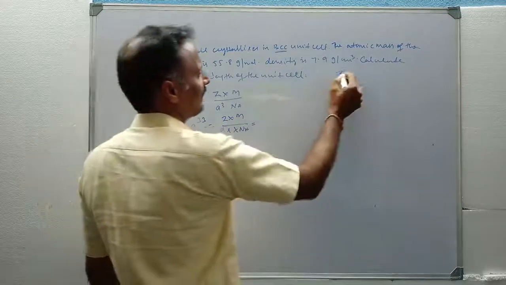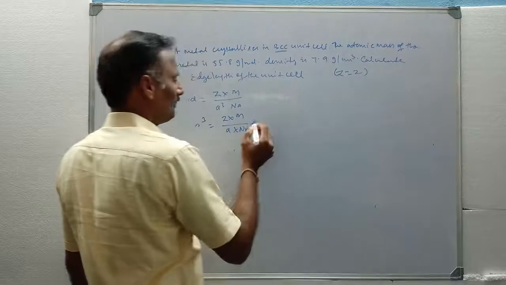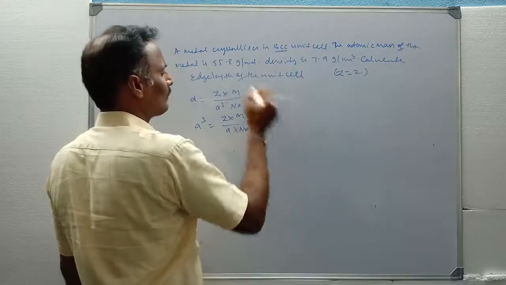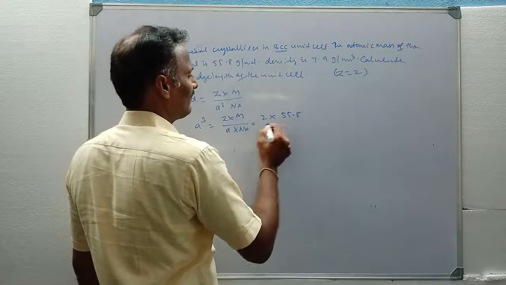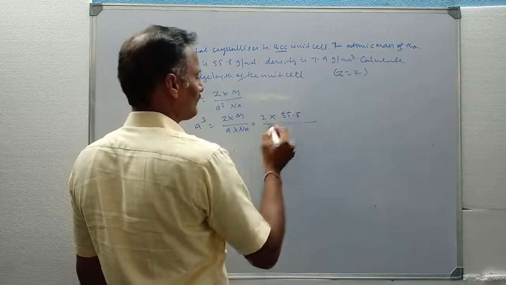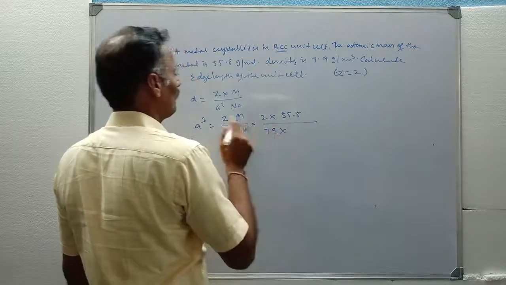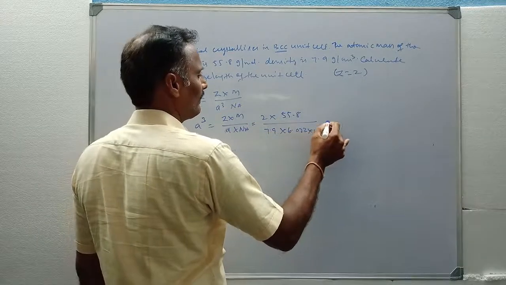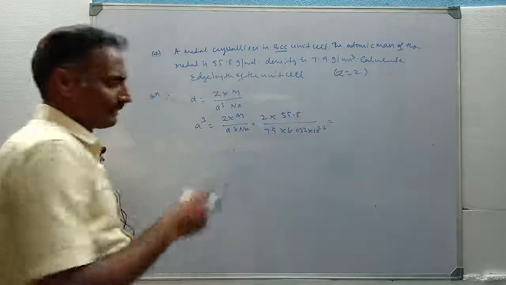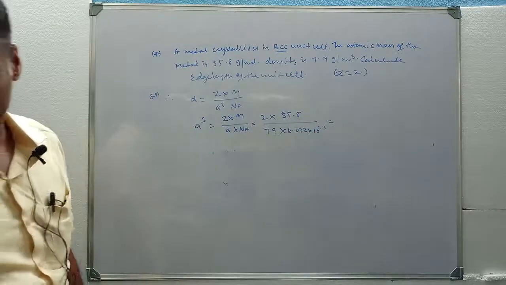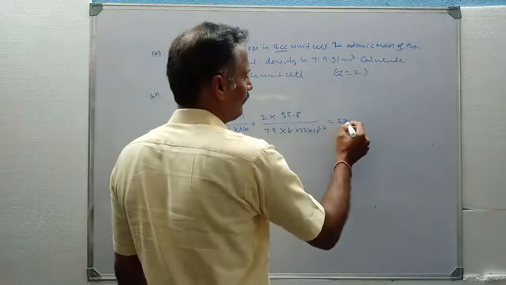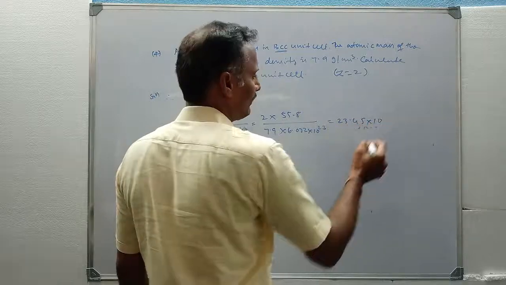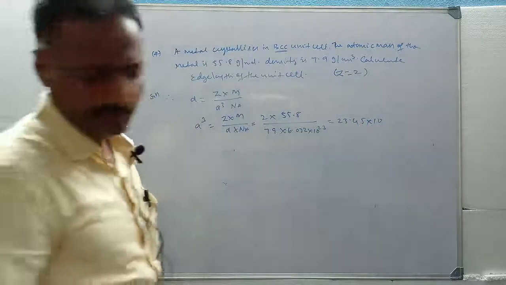For a BCC unit cell, Z equals 2. Thus this is 2 into atomic mass 55.8, divided by density 7.9 into NA, a constant 6.022 into 10 to the power of 23. On simplification you will get the value 23.45 into 10 to the power minus 24.